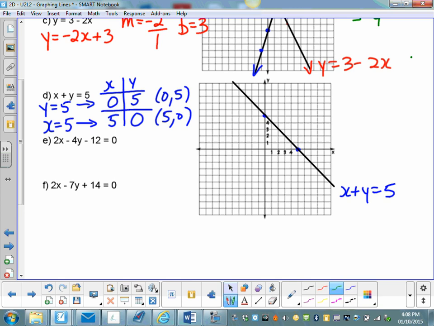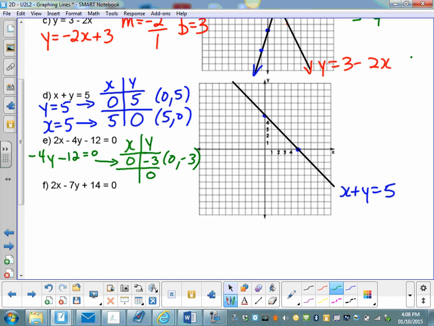Next up, same thing. It's not in y equals mx plus b form. So I'm going to create this little intercept table. And remember, on the intercept table, I need to choose 0 for each one, and then figure out what I get. If x is equal to 0, my equation is going to look like this. So I need to solve that equation. So if I take the negative 12 to the other side, it becomes positive 12. And when I divide that by negative 4, I get negative 3. So that's the point 0, negative 3.